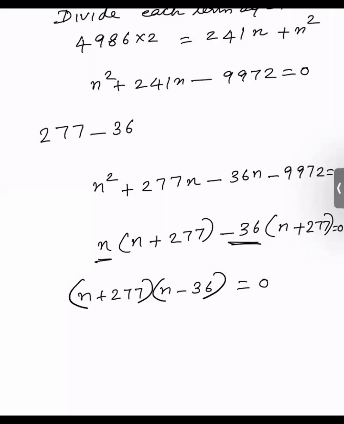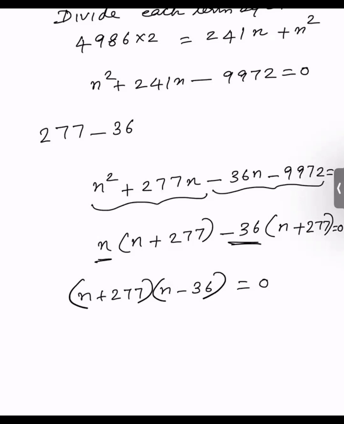So we split the middle term. We split the middle term to 277n minus 36n. And from this you take n as a common factor. So you get n into n plus 277. From here, you take negative 36 as common factor. So you're left with n plus 277 inside the bracket.